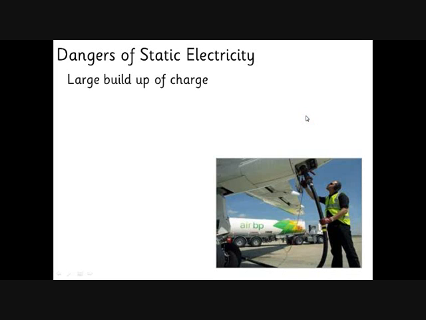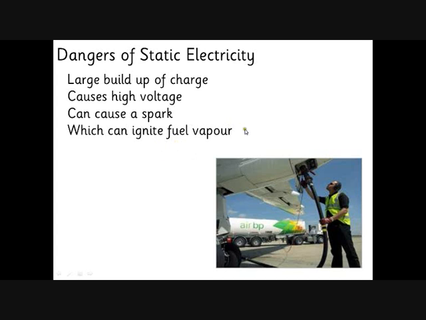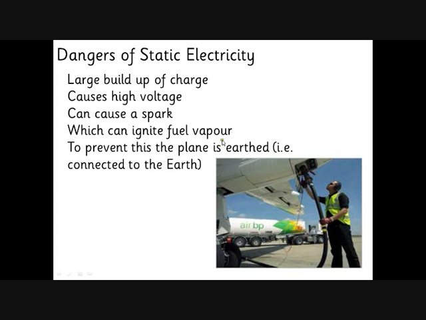So the steps here for a kind of 5-mark answer are that you can get a buildup of charge because of the friction of the fuel going through the pipe. That gives you a high voltage. The high voltage can cause a spark. The spark could blow up the fuel vapour. How do we stop that? Well, we earth the plane, i.e. we connect a wire that goes into the earth. That stops the buildup of charge, so we don't all die.